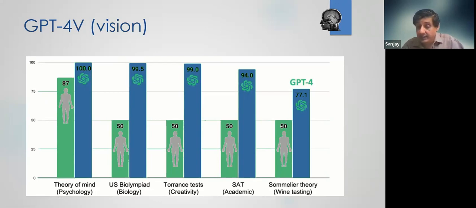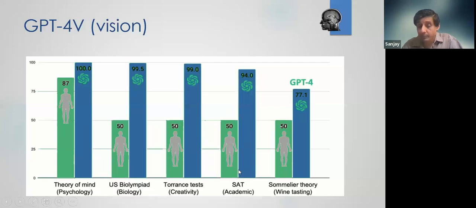Right? Now it gained this by doing tons and tons of reading of all this stuff off the internet. Around the US Bio-Olympiad, which is a test of the knowledge of biology, sophisticated biology, college level biology. Introductory college level, not graduate level. The average human being scores 50 on the test. ChatGPT scored 99.5, almost perfect. Okay. On a test of creativity, the average human scores 50. ChatGPT-4V scored 99. Again, almost perfect.